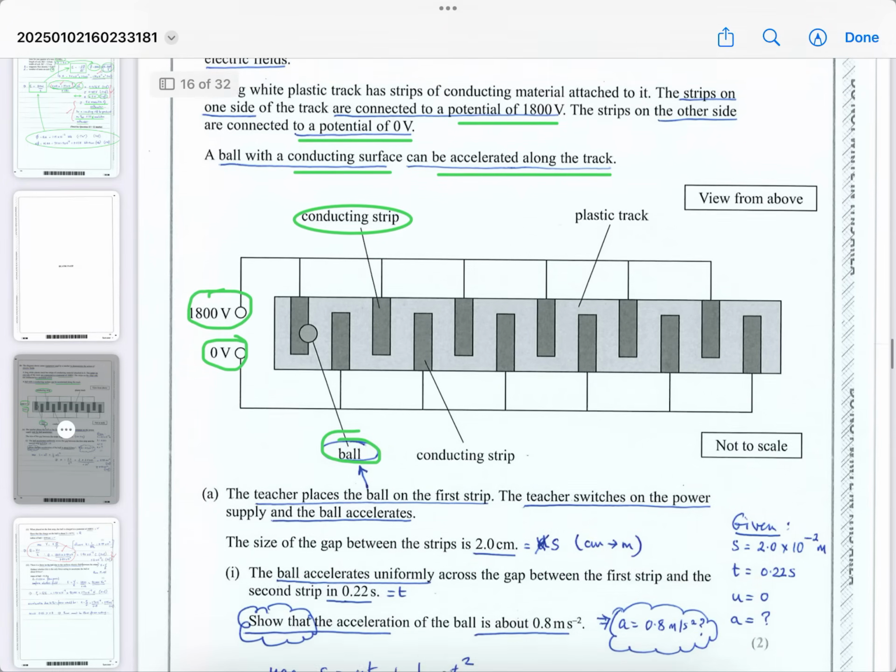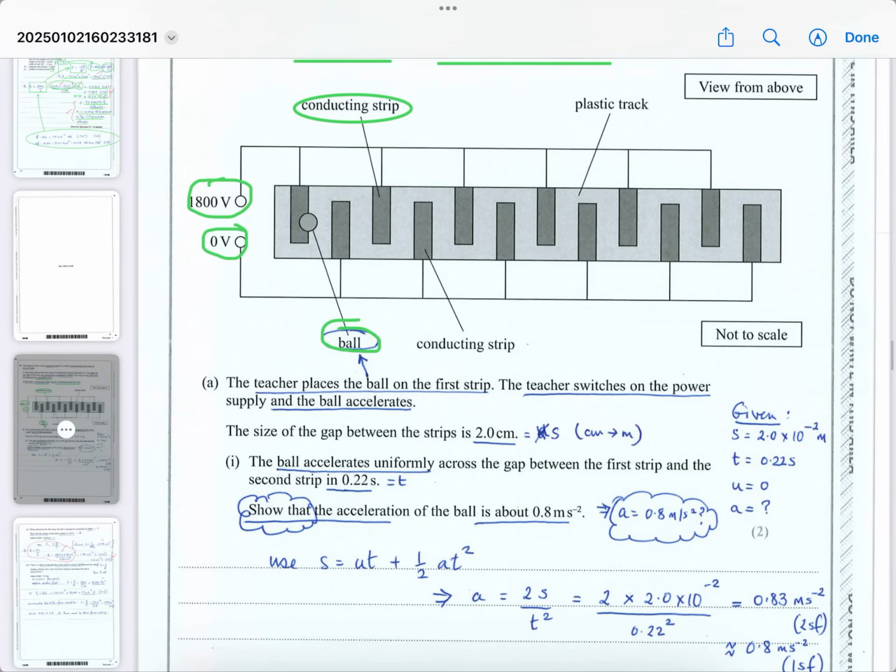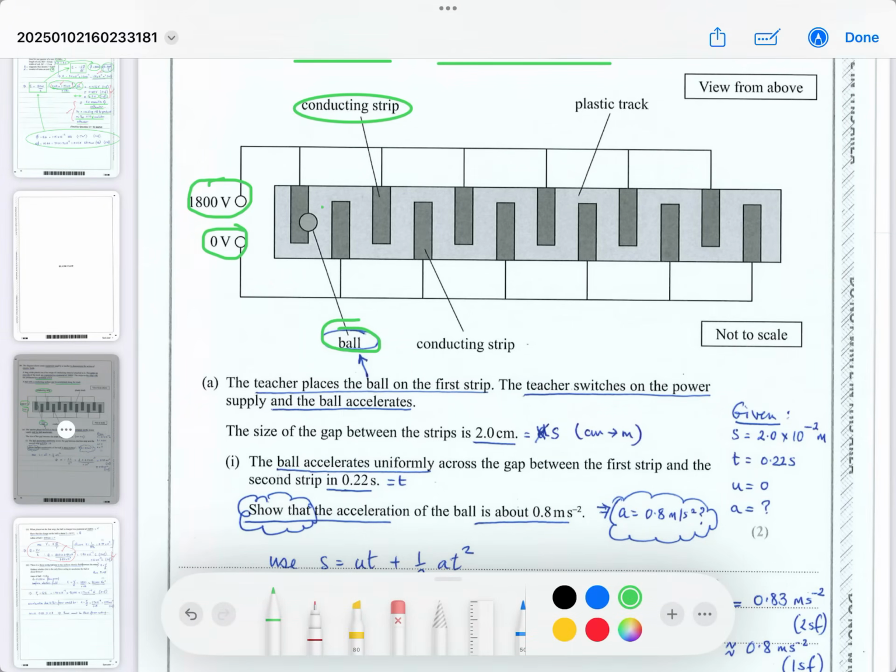Okay? So it says the teacher places the ball on the first strip. You can see the ball has been placed on the first strip here. So it's on the 1800 volt strip, because you can see how the top line are all connected by a circuit to the 1800 volt part of the circuit. So the teacher places the ball there. The teacher then switches on the power, and the ball accelerates.